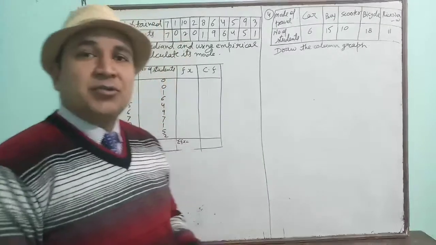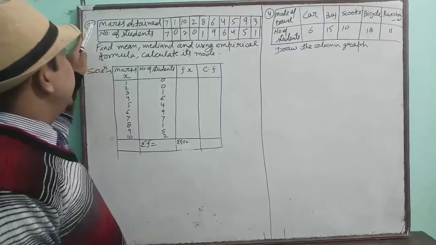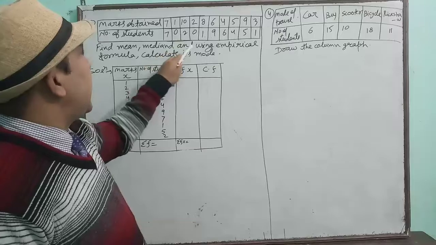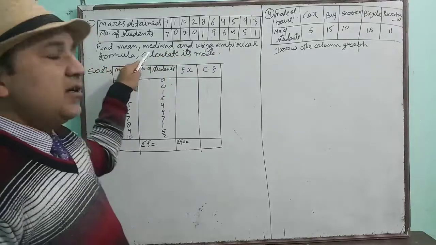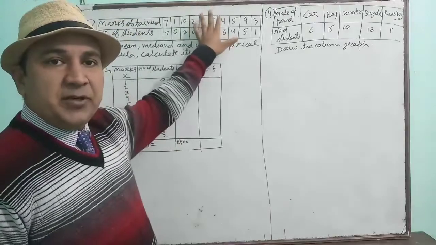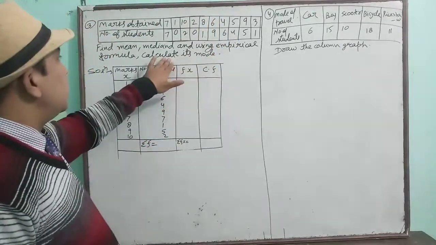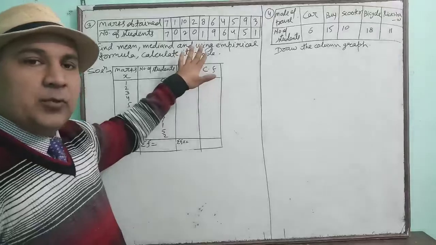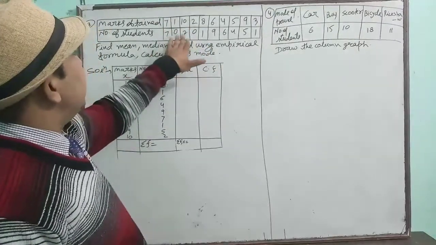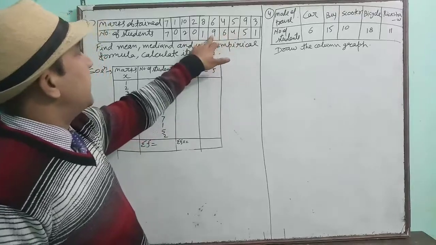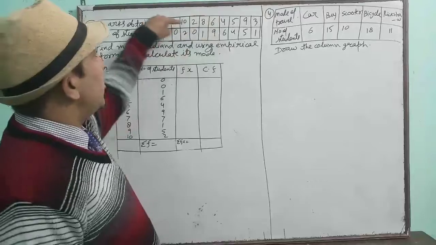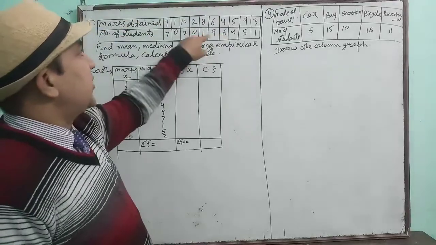Okay children, now see question number 3. Here this data is given and you have to find mean, median and, using the empirical formula, calculate its mode. That means this data chart has been given to you. Children, if you have to find the mode without using the empirical formula, then you will see which observation has the maximum frequency. This above column is called observation, this below one is the frequency.